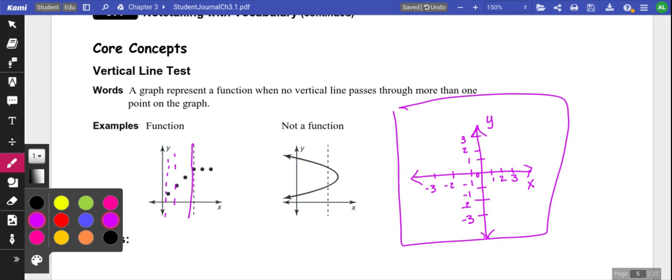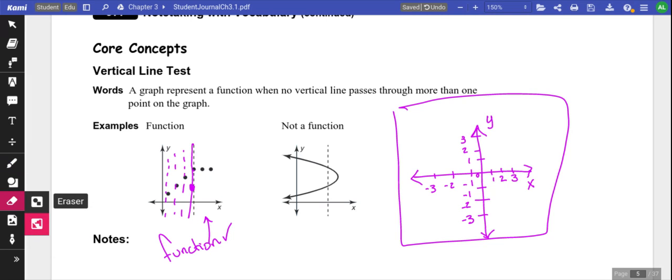Okay, so as I'm looking, there's no point on here where I'm touching more than one point with any one vertical line. So this one is a function. Okay, it means I'm not using more than one output per input. If I had a point right here, that would mean I have more than one output for one input, but I don't, so this is a function.